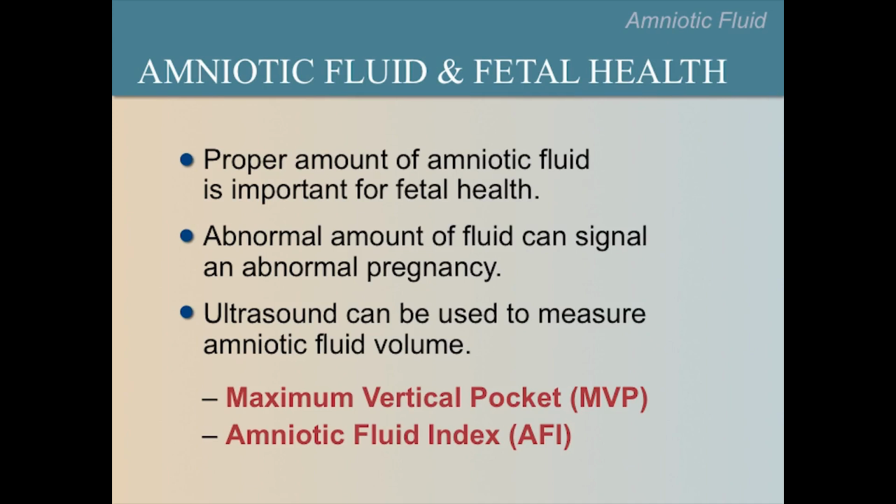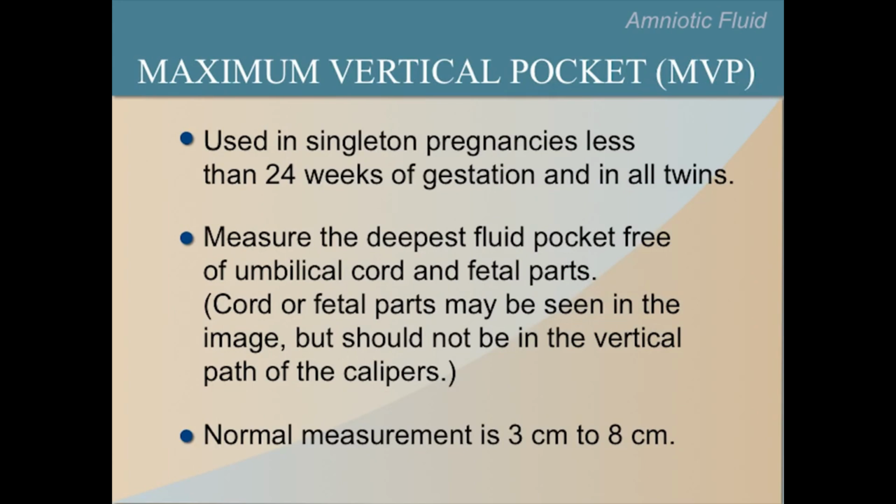There are two ways to measure amniotic fluid with ultrasound, which we will now discuss, called the maximum vertical pocket and the amniotic fluid index. We use the maximum vertical pocket method, or MVP, with singleton pregnancies less than 24 weeks gestational age, or when twins are present. To find the MVP, locate the largest pocket and measure its vertical height. If there are twins, we measure the largest pocket for each twin.